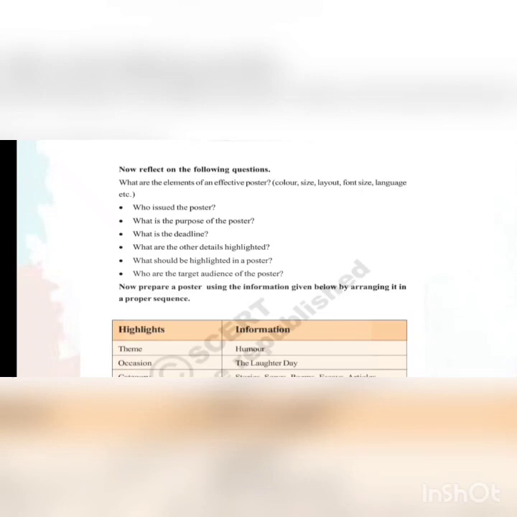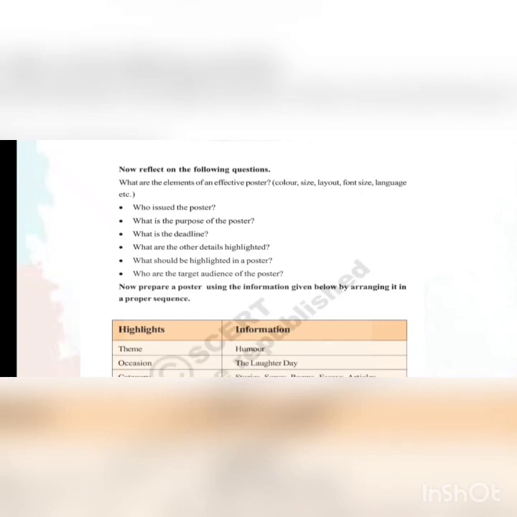What should be highlighted in a poster, students? Issuing authority, purpose, deadline, contact information, target audience, and other details. Who are the target audience of the poster? Print media, journalists, students. I think you understood how to prepare a poster, students. Now look at the next Roman, students.